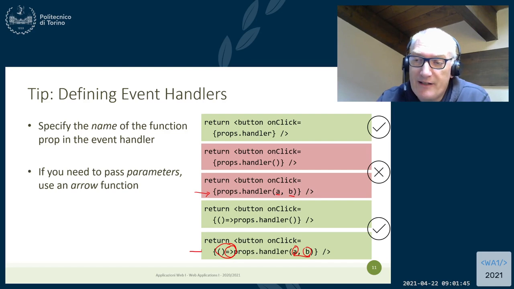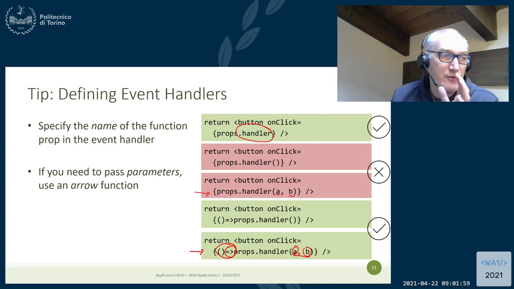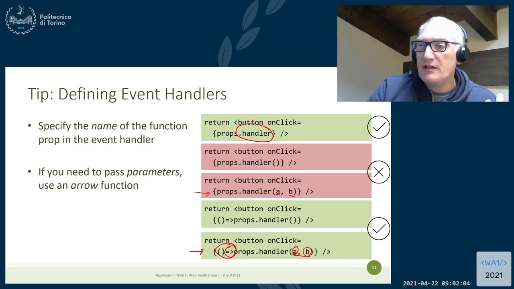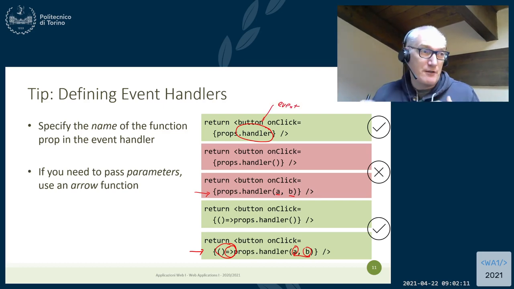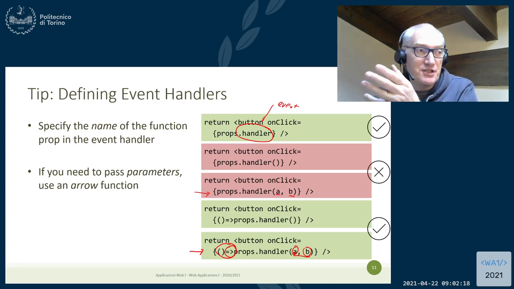In many cases, by habit, we tend to write an arrow function in any case, even in simple cases. So basically the possibilities are either having just one reference to a function that will not take any parameters, or a function that will only get the event. The event is always passed implicitly, because when React calls this function, it will pass the event argument, even if we don't see it.